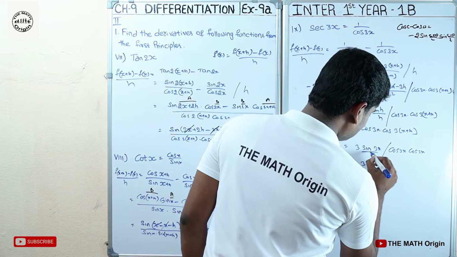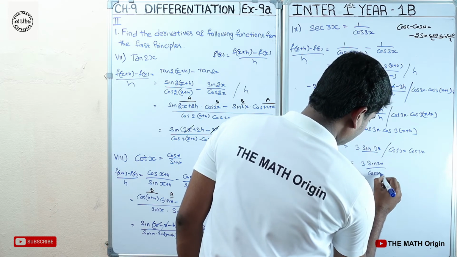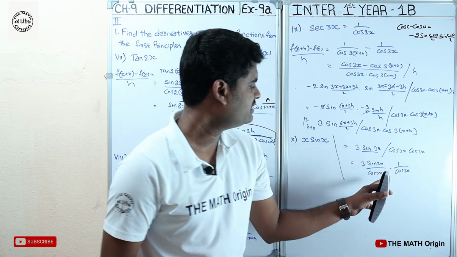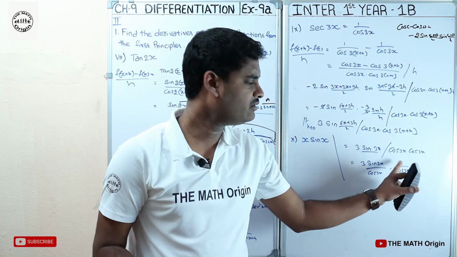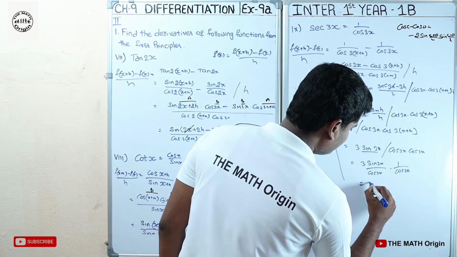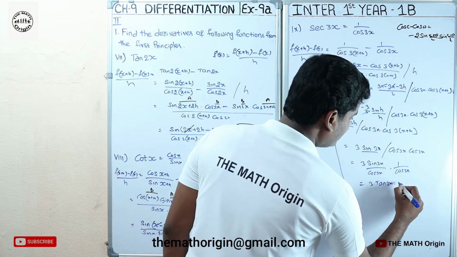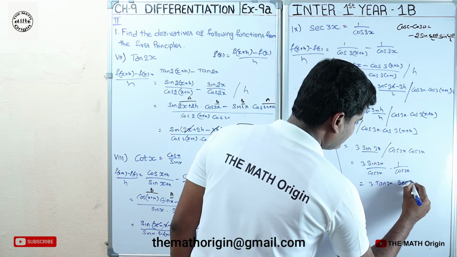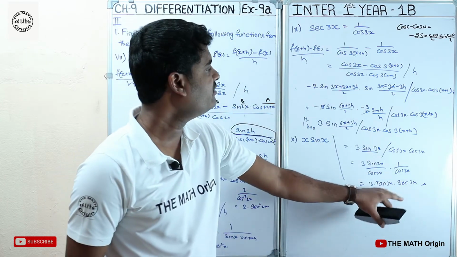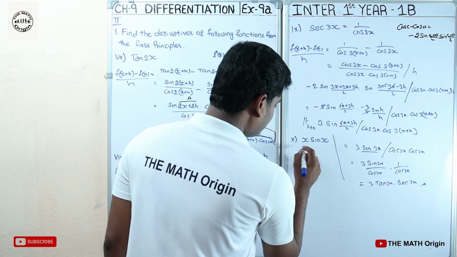For this sin, let me write it: sin 3x by cos 3x into 1 by cos 3x. I have just written sin 3x by cos 3x into 1 by cos 3x. Therefore, sin 3x by cos 3x is tan 3x, and 1 by cos 3x is secant 3x. Therefore, this is the derived value for the secant 3x. Okay, now let's take the next question.